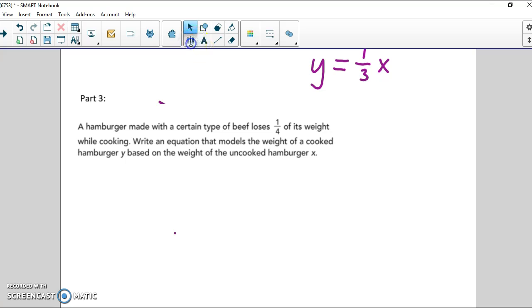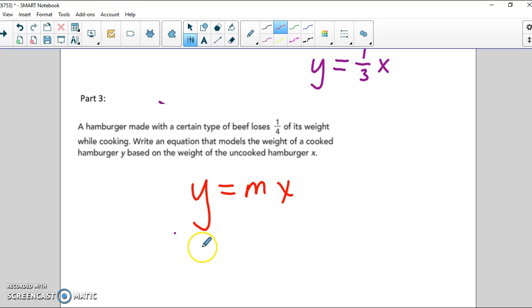Well, if I know that my basic form for the equation is going to be y equals mx, and y tells me the weight of the hamburger once it's cooked, and x tells me the weight of the uncooked hamburger, I know that I need 1/4 of that amount. So it makes sense that we would multiply by 1/4. So we come up with an equation of y equals 1/4 x.